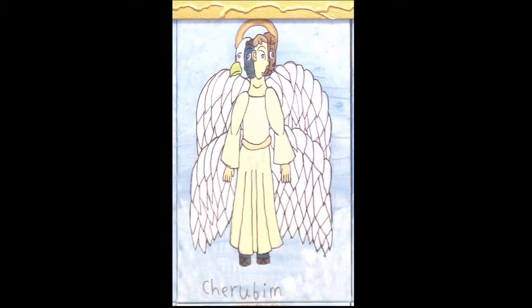The cherubim have 4 faces and 4 wings. One face depicts a human, the second depicts an ox, the third depicts an eagle, and the fourth depicts a lion, and also note that they have ox feet.